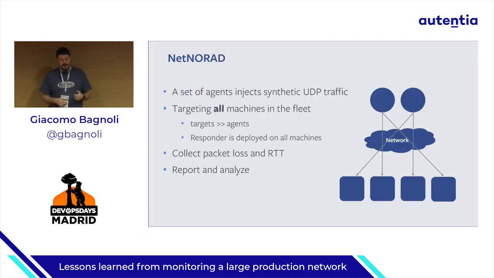So, NetNorad. It's our main tool for detection using synthetic traffic. It's basically a fairly simple set of agents targeting all the boxes in the fleet. They send probes, they collect results, they analyze how many of those probes are lost. We analyze what the round trip time is between 2 points. We report this data, and then we analyze the data. Straightforward in principle. The problem comes from scaling.